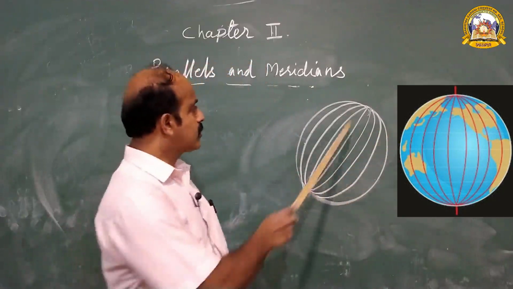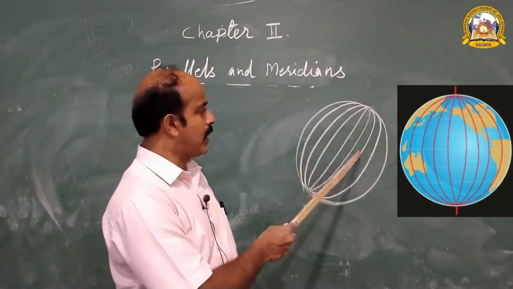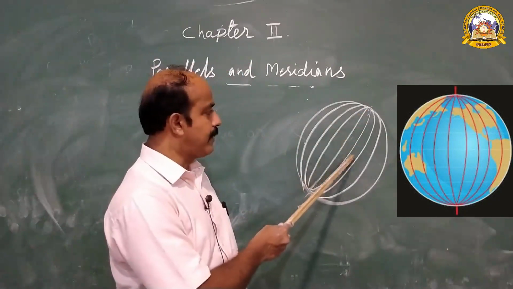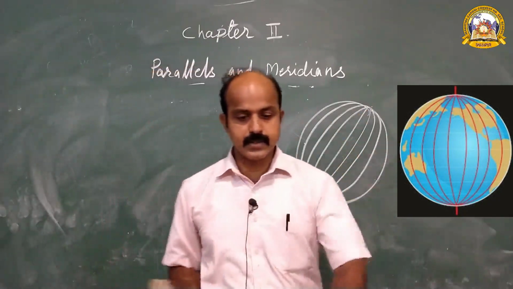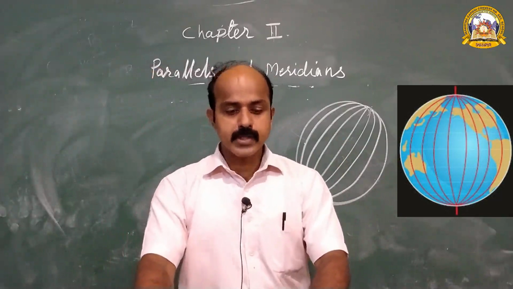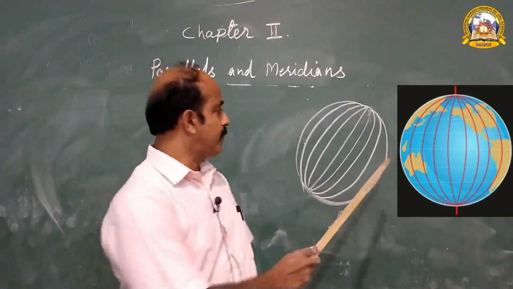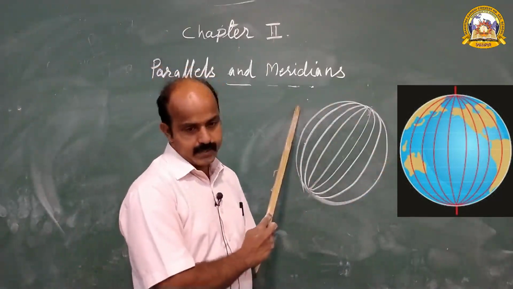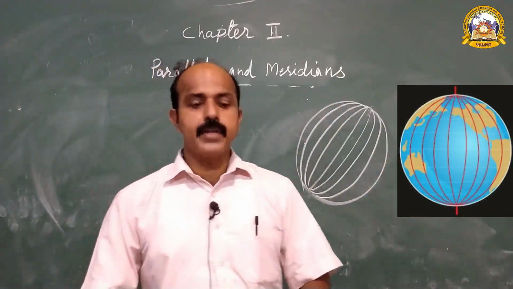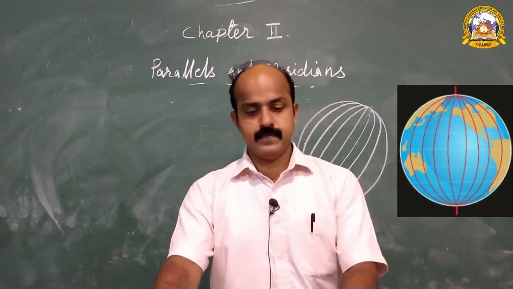The meridians cut the parallels at right angles. So both meridians and the parallels cut each other and that makes 90 degrees. Meridians are used to measure distances in the east-west directions. Now we come to the next topic: how are meridians numbered?